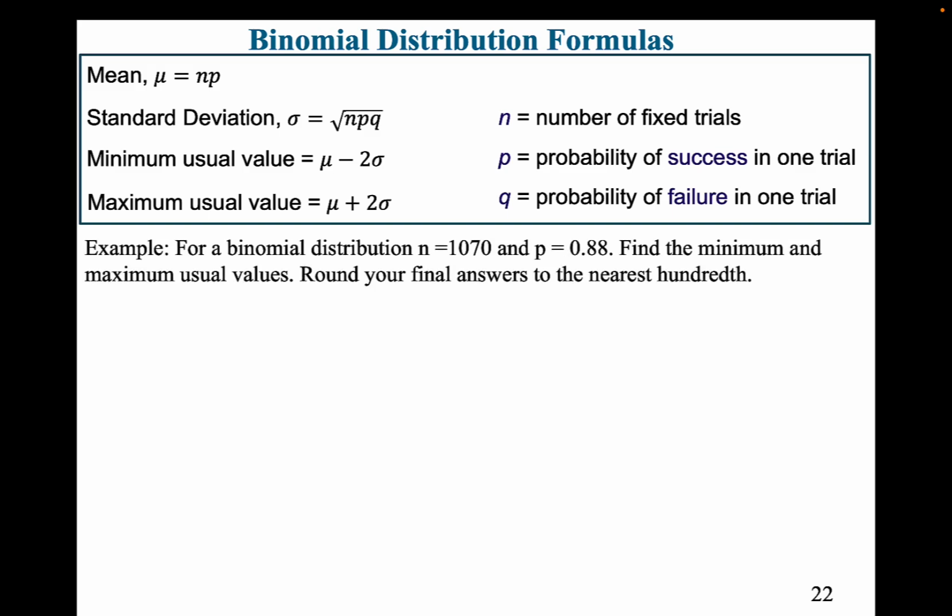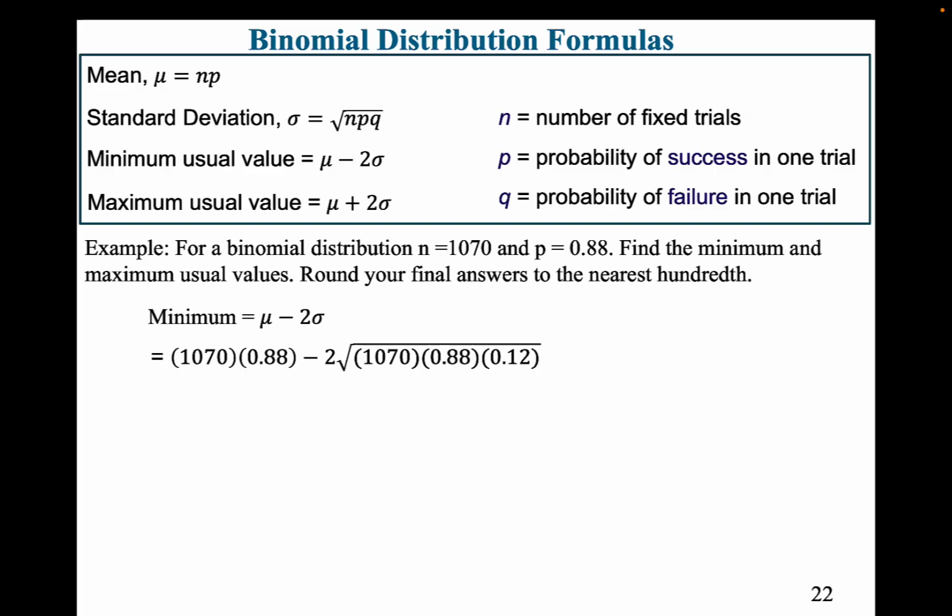Let's use these formulas for this example. For a binomial distribution, n equals 1070, lowercase p is 0.88. Find the minimum and maximum usual values, round to the nearest hundredth. All right, to find the minimum and maximum usual values, we're going to use the formula mu minus 2 sigma. This formula requires that we know mu, which is n times p. So in this case, 1070 times 0.88.